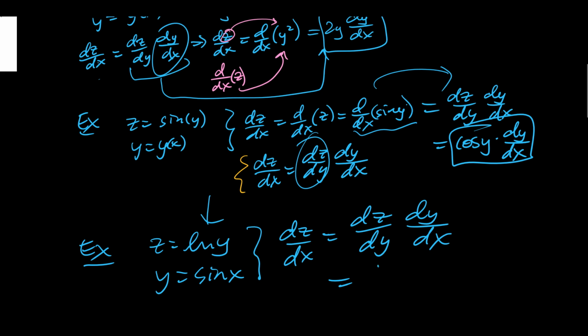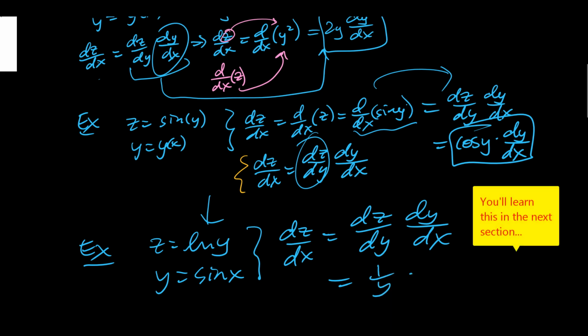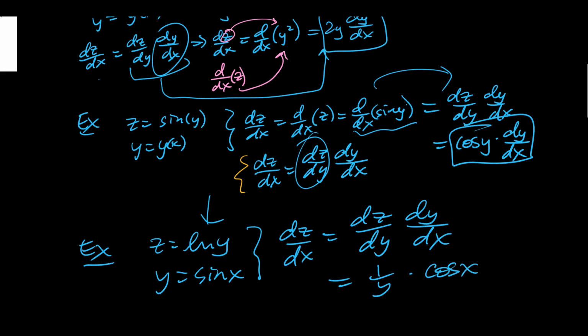All right, dz dy is natural log of y. The derivative is 1 over y. And then dy dx is cosine of x. And we're done. This is cosine of x, and then y is sine of x, over sine of x. And then we get cotangent of x. All right, so we're done with that, right?